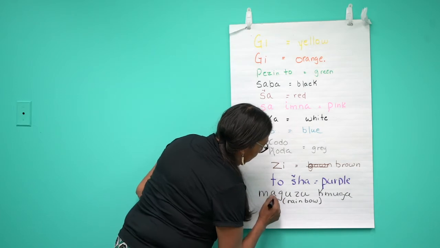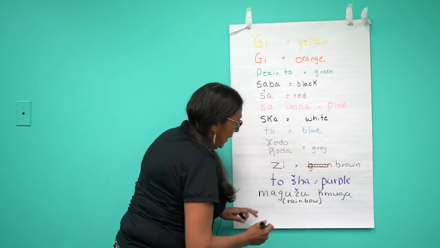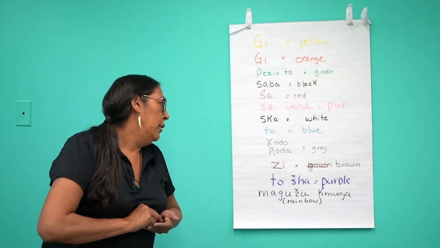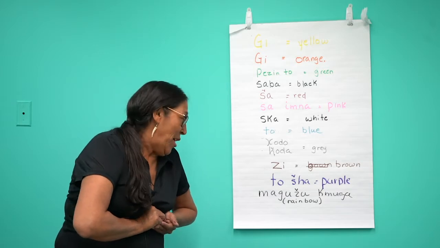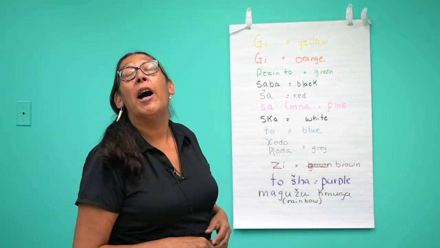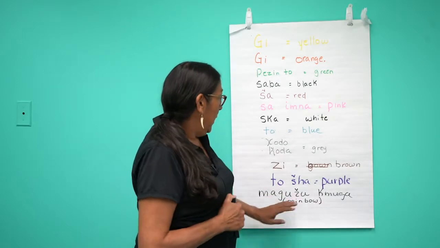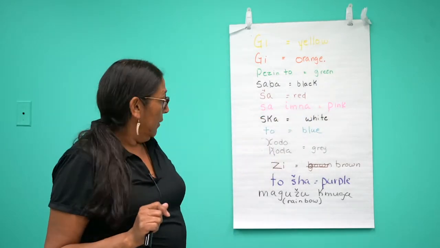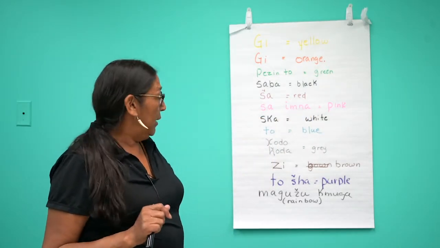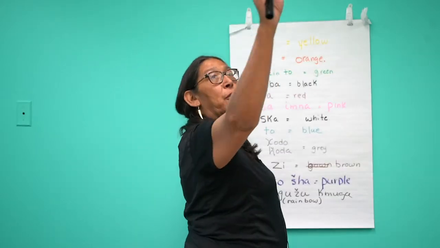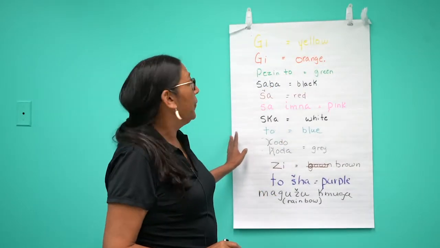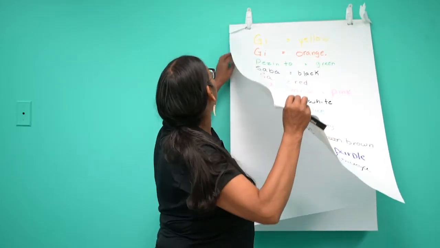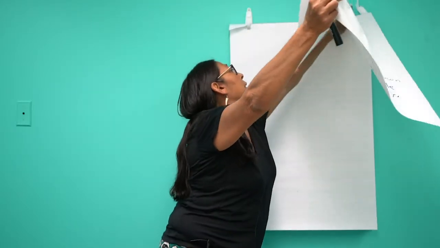Magaju, that means to rain. Kamuga. I'm not sure, kamuga means to sit. The translation I get out of it, it must be all the colors of the rainbow to sit. Okay.